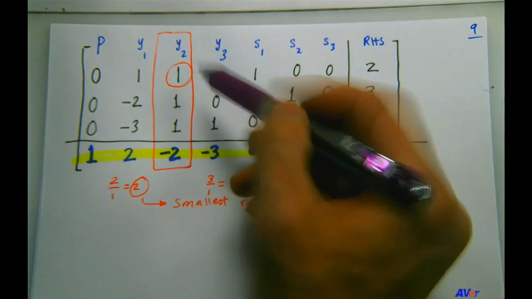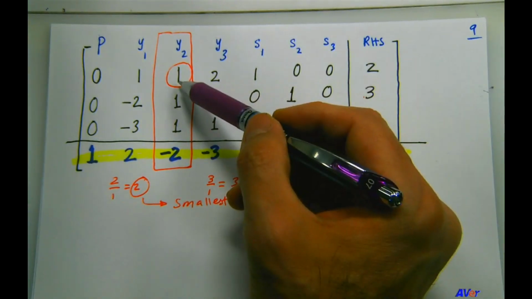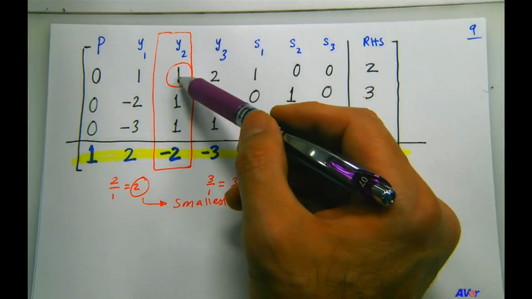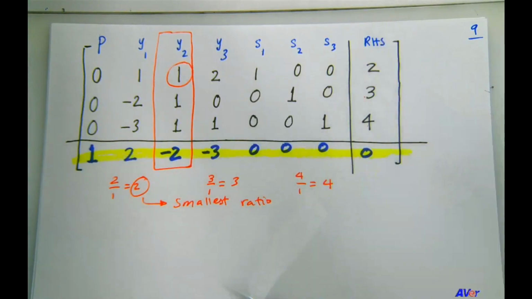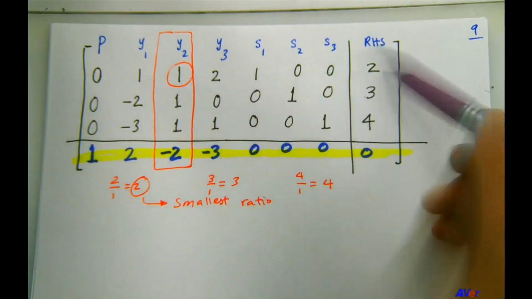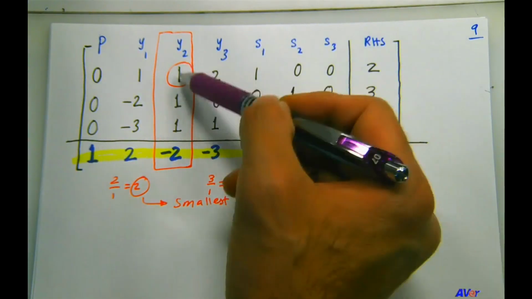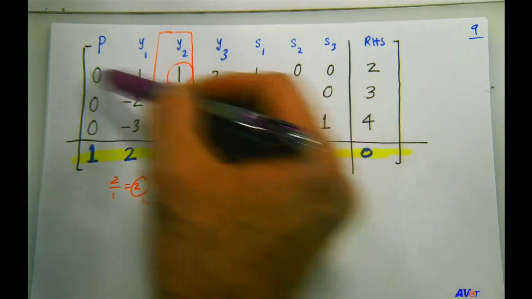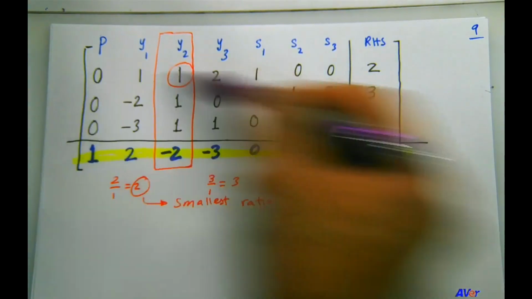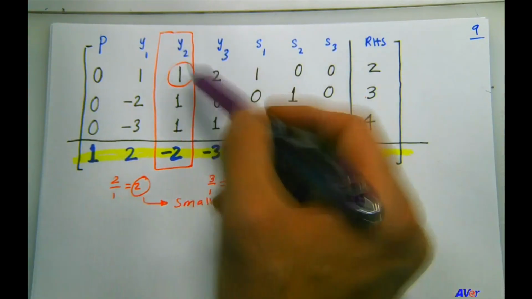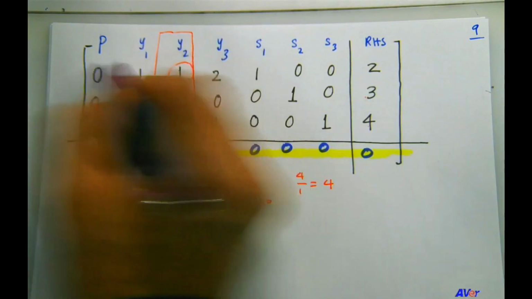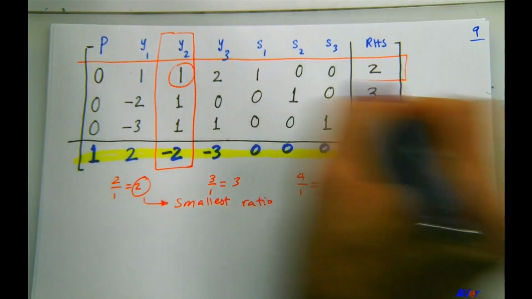So if this was any number other than 1, we would have to convert it to 1. If this was 5, we would multiply this row by 1 over 5. If this number was 3, we would multiply this whole row by 1 over 3. If this was 4, we would multiply this whole row by 1 over 4. If this was 2, we would multiply this whole row by 1 over 2. But it's already 1, so we don't have to do anything to it. So this automatically becomes our pivot row.